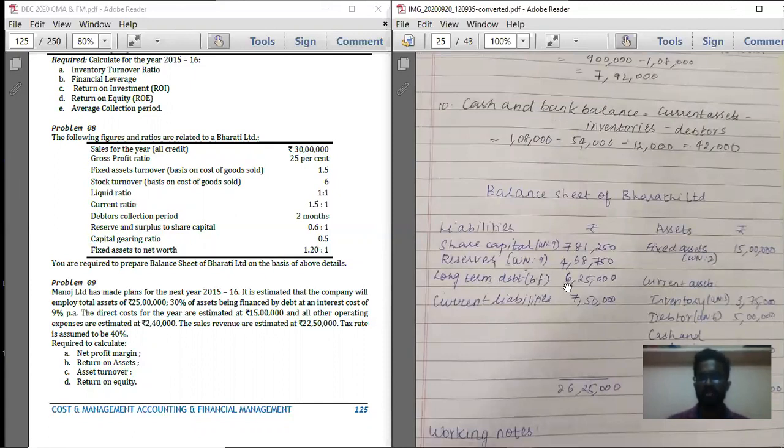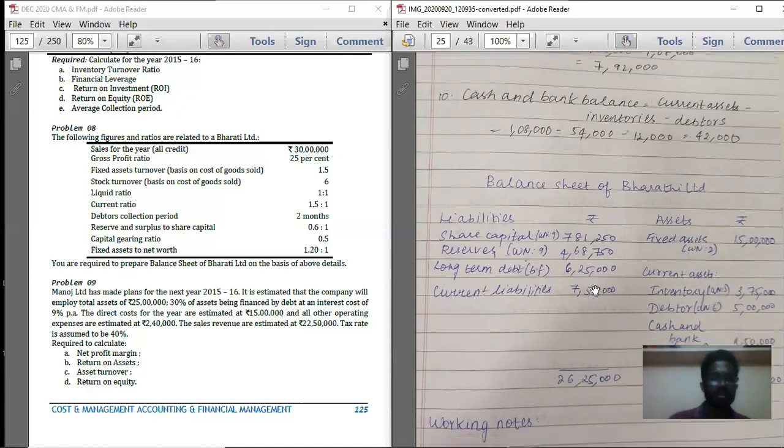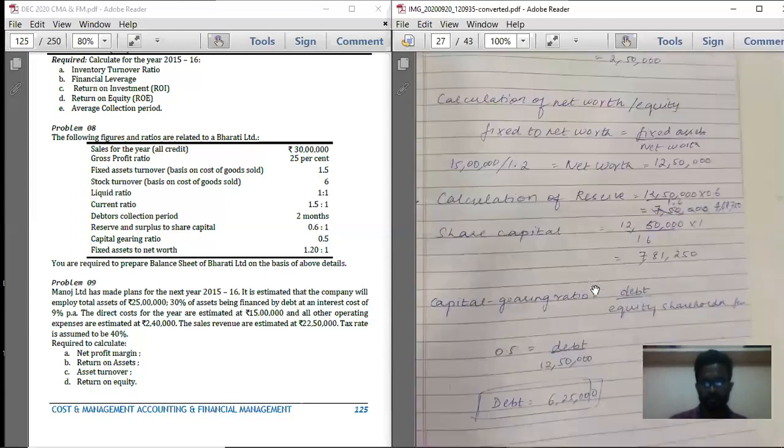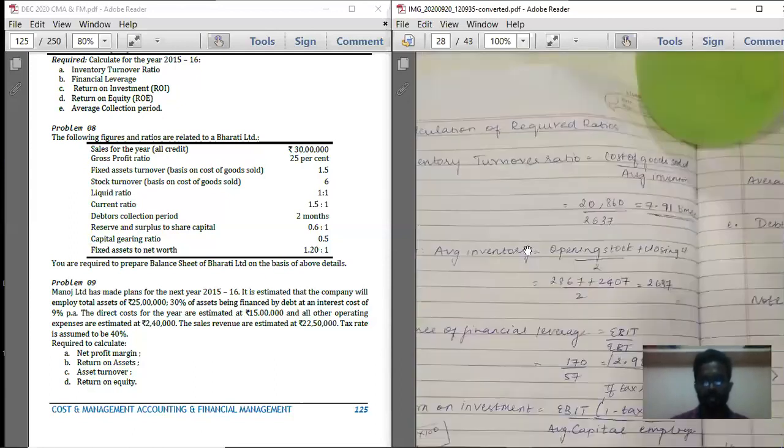Long-term debt, balancing figure, 6,25,000. We can even calculate it as a balancing figure, but we actually have the capital gearing ratio so that we can calculate it with the formula itself. If you don't want to waste time, instead of calculating the capital gearing ratio, if you go with the balancing figure also, it will tally. So long-term debt 6,25,000. With this, problem number 8 is done.